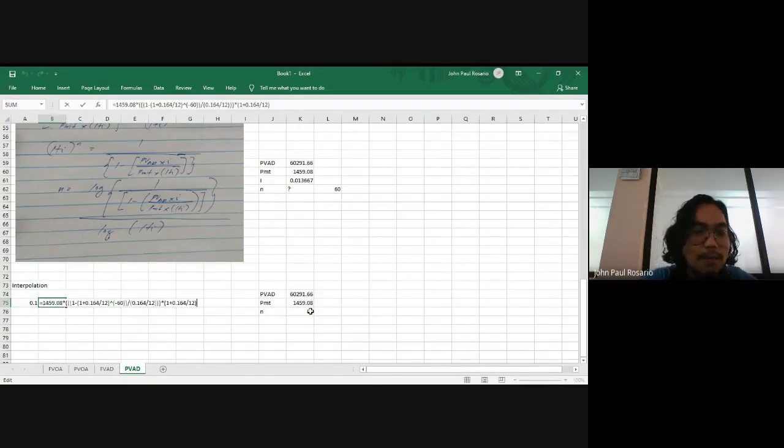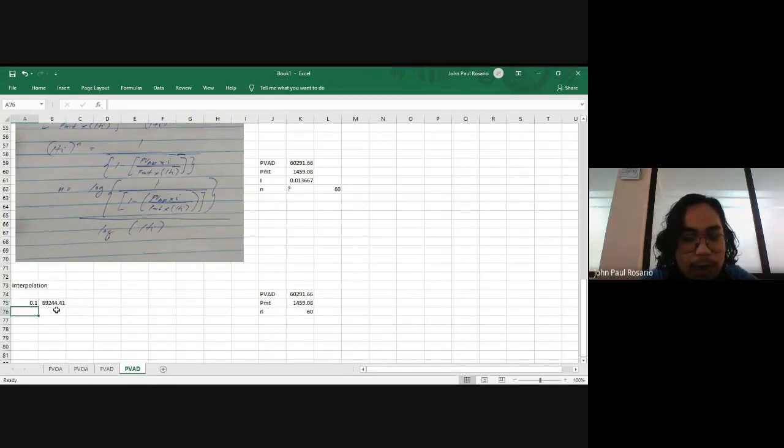Sir, kanus-a ka magsugod? Kay again sa interpolation, mag-assume ra man ta. Para sa akoa, pinaka-safest si 0.10 or 0.12, depende sa imong trip kung asa ka mag-start, basta at least mag-start kag substitute. Okay, so at 0.10, the value is 69,244. Now, the thing is, for future value, the higher the interest, the higher the future value. For our present value, the higher the interest, the lesser the present value. Nagets?